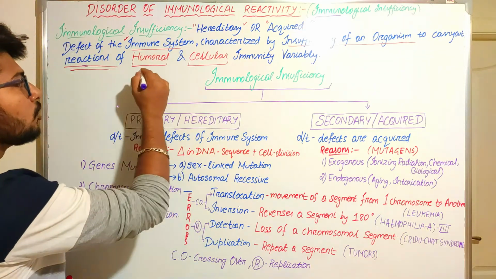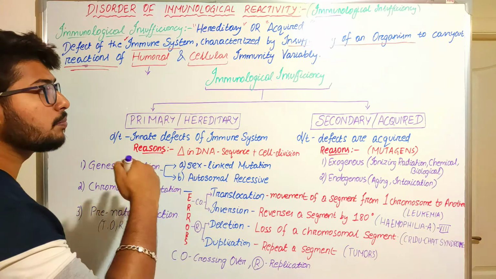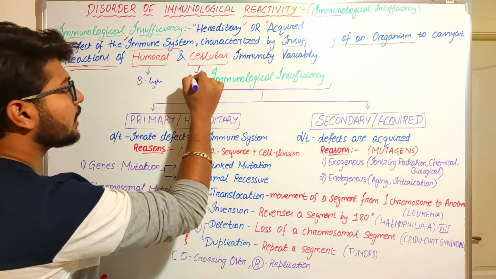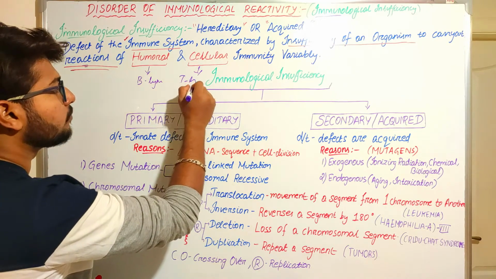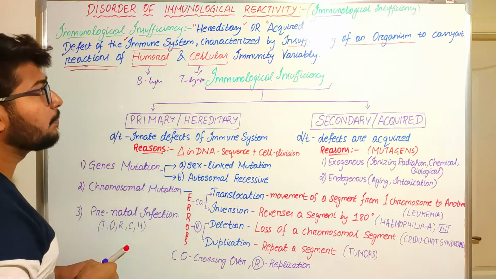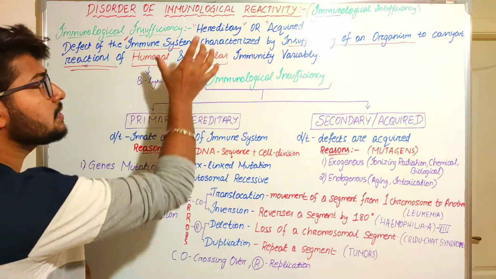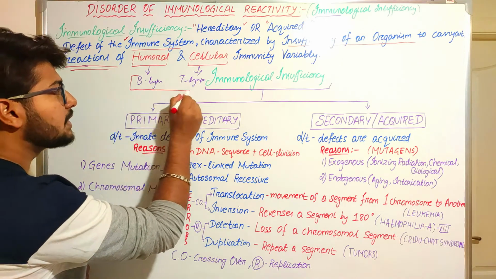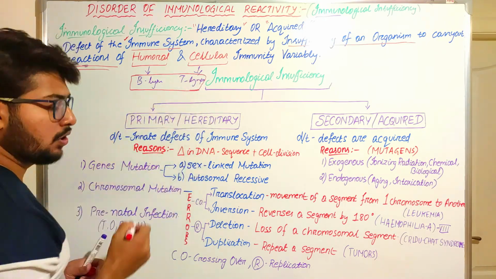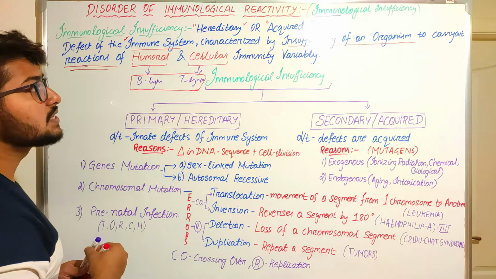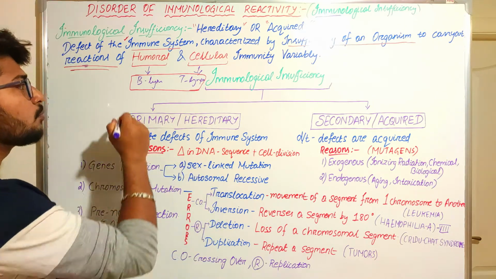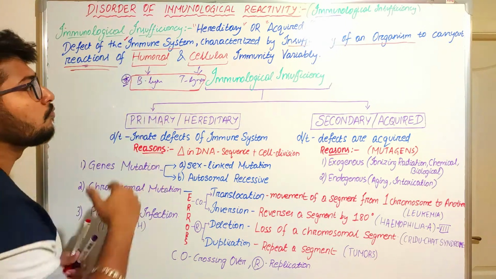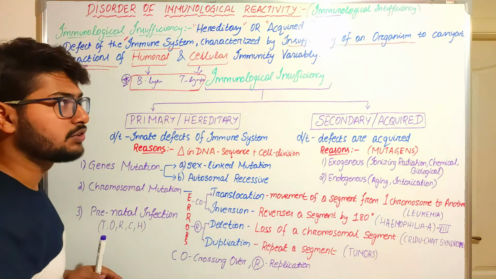As we know that humoral reaction is regulated or mediated by B lymphocytes and the cellular reaction is mediated by T lymphocytes. So what will happen if there will be disorder in this immune system? Then there will be problem lying with these immunocompetent cells or the cells of the immunity. So as the problem lies with these cells, then only the disorder will lead to this immunological insufficiency.